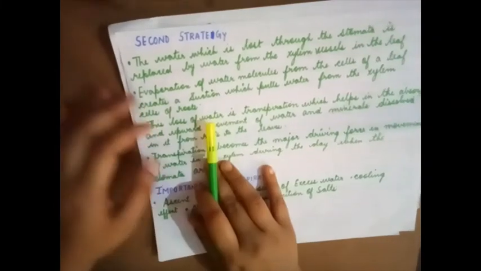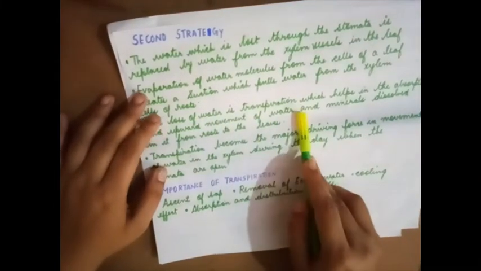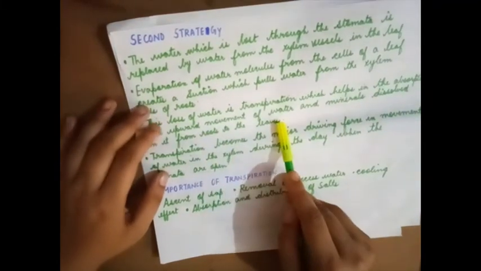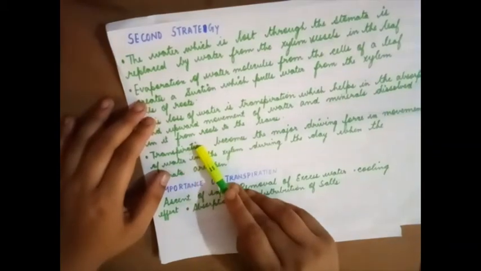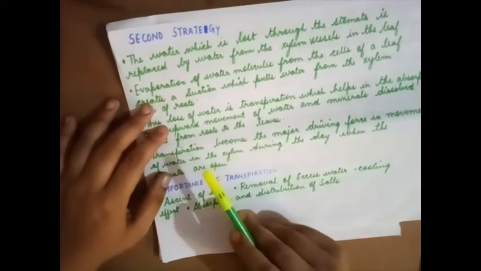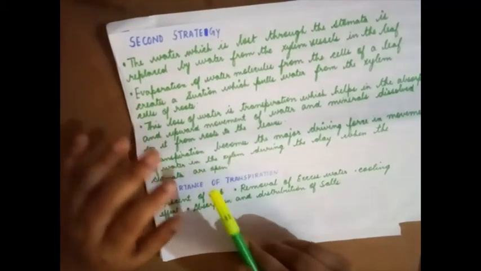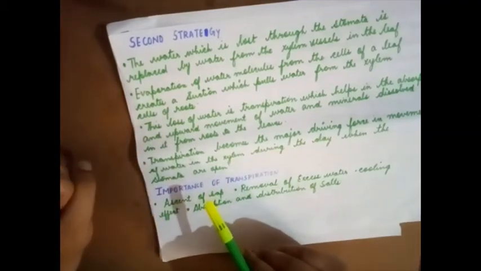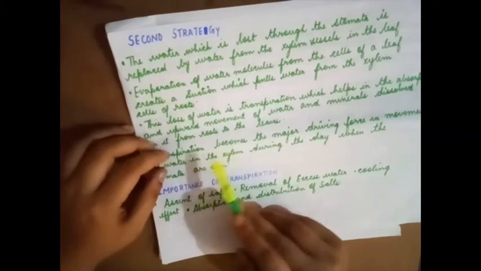This loss of water is transpiration, which helps in the absorption and upward movement of water and minerals dissolved in it from roots to the leaves. So this suction force acts on the root hairs and finally the water is sucked upwards.